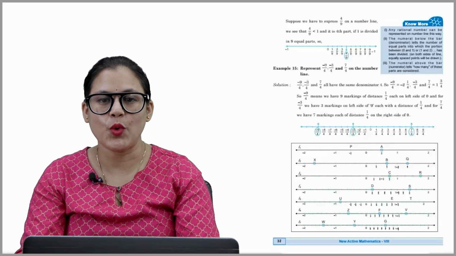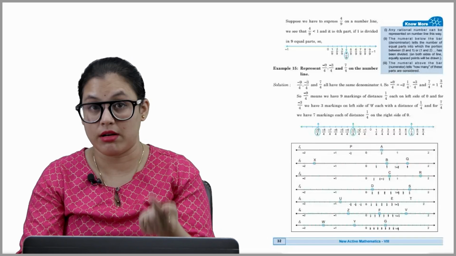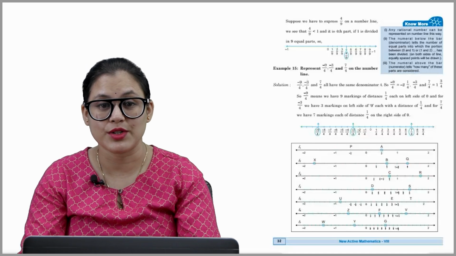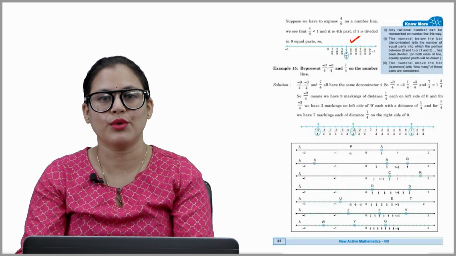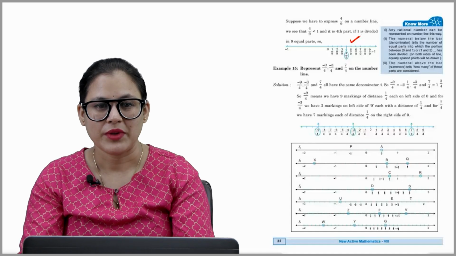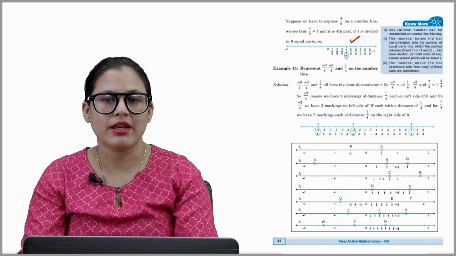Suppose we have to express 4 by 9 on a number line. We see 4 by 9 is less than 1 and it is the fourth part if 1 is divided into 9 equal parts. So 4 by 9 is this. This is how we represent this fraction or rational number on the number line. Any rational number can be represented on the number line this way.